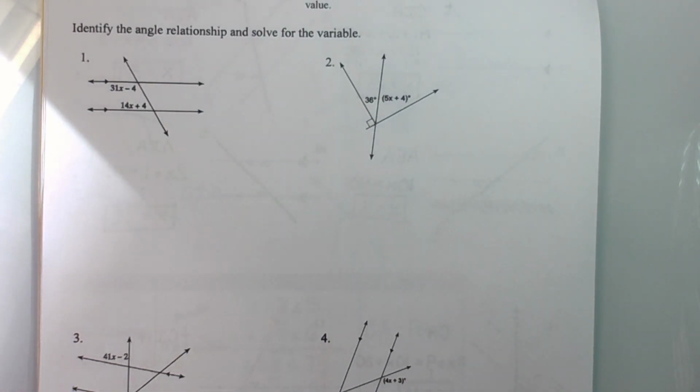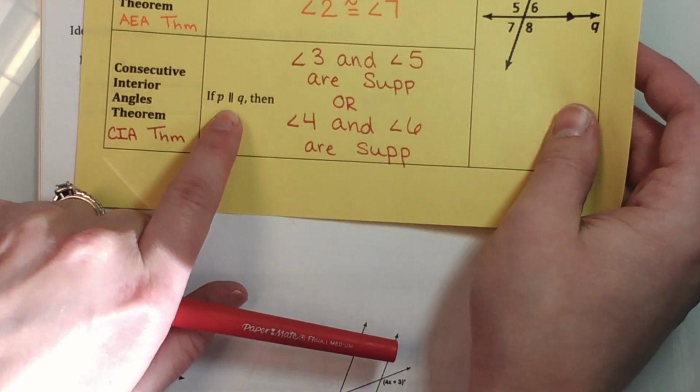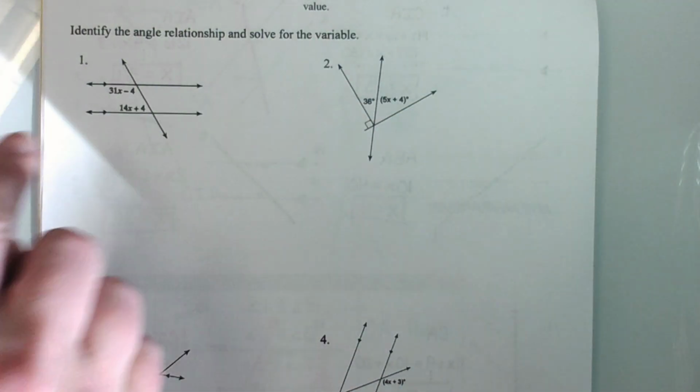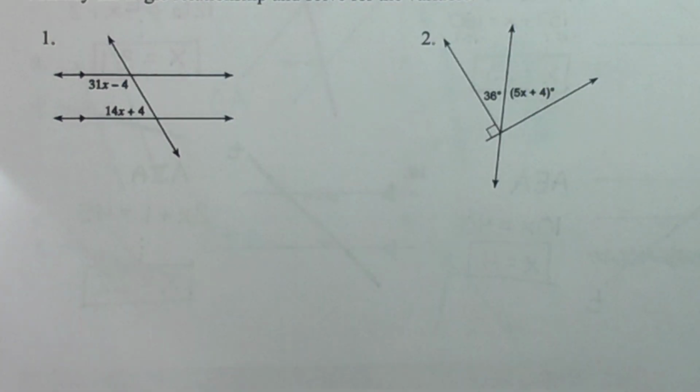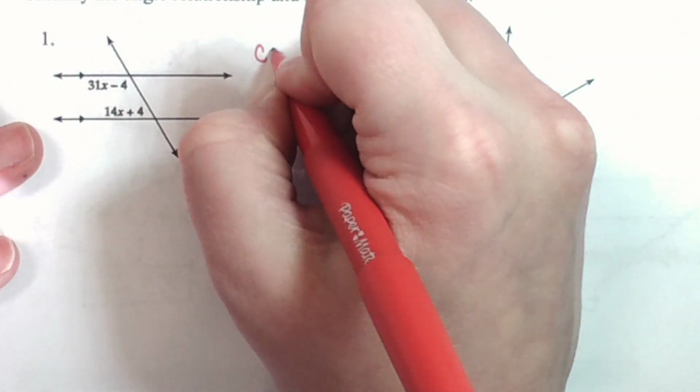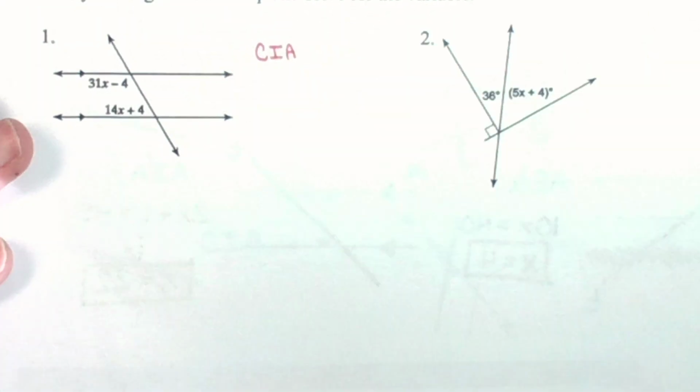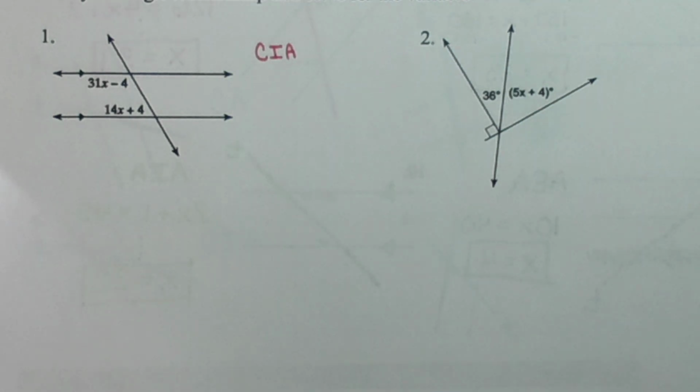Now, the CIA theorem only works if lines are parallel. Do I have parallel lines in this picture? Yes. Sweet. So I can use the CIA angles. It says identify the relationship. It doesn't say I have to tell what theorem. If you write CIA theorem, I'm not going to hold it against you as long as lines are parallel. According to this, CIA, angle 3 and 5 would be supplementary.